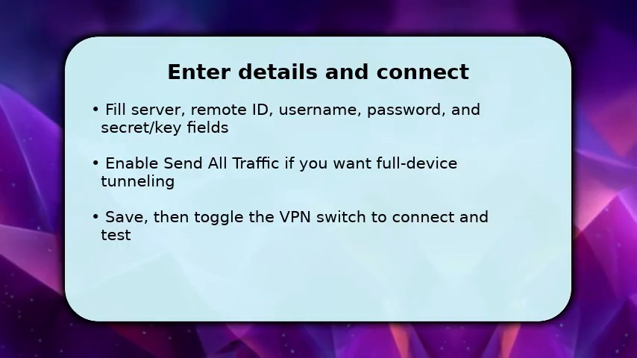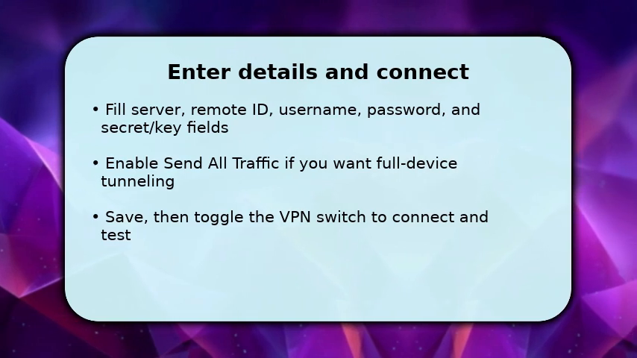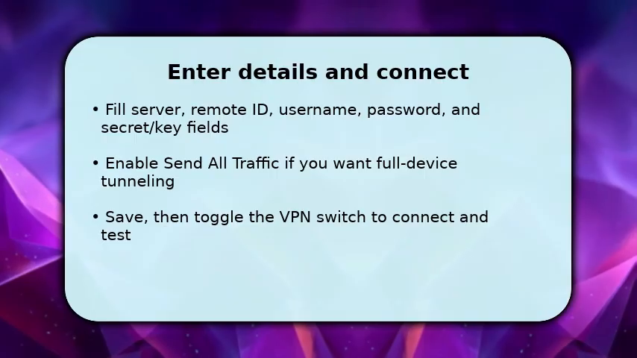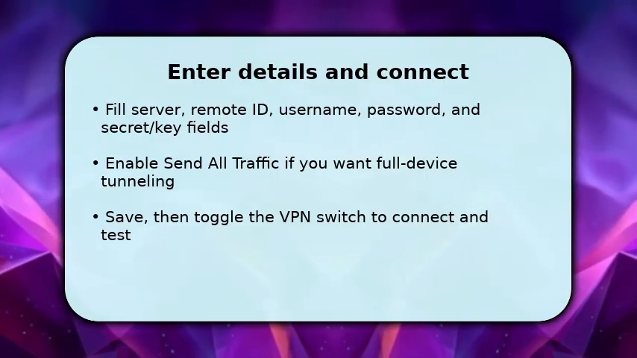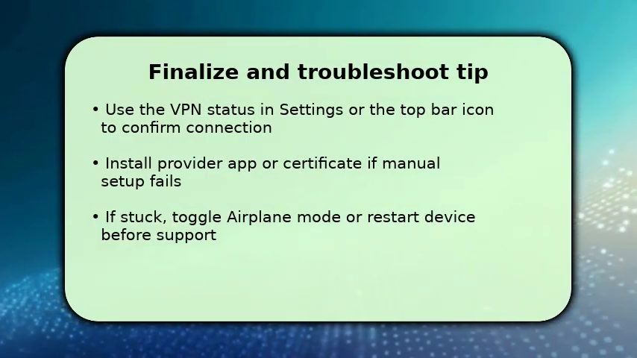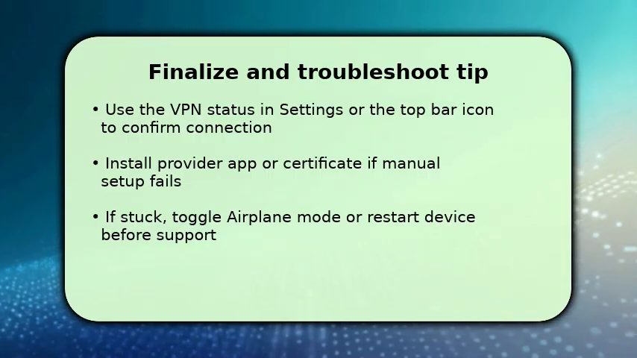Tap Save, then flip the VPN switch. Watch the status indicator once connected. Verify by checking IP location or accessing a restricted resource to confirm the tunnel works. Finish by confirming the VPN stays connected. Look for the VPN icon in the status bar and retry the app or site you needed.